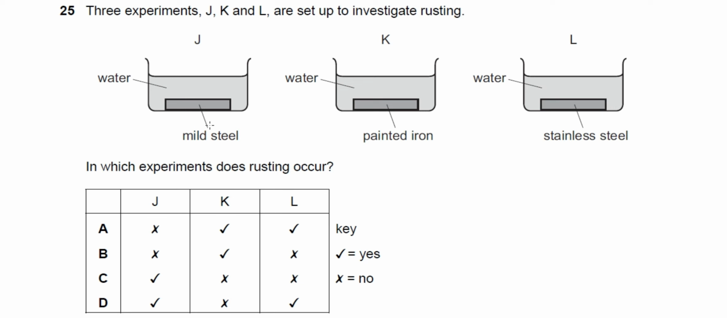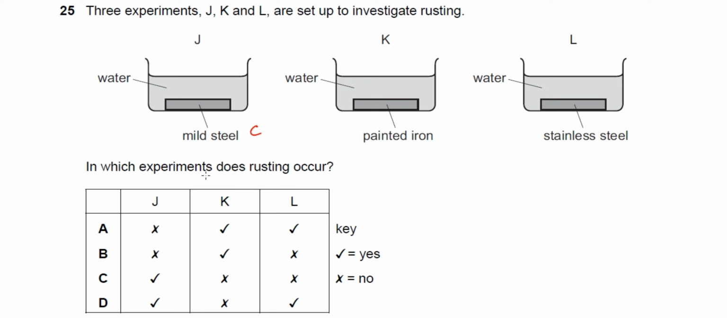Water is there. We know that for rusting we need 2 conditions, water and oxygen or air. If both of the conditions are there, then it will easily rust. Then this is mild steel. Mild steel means it contains some impurity of carbon. Painted steel means there is a paint on it that protects it from rusting. Then stainless steel is an alloy that will never ever be rusted because of the alloying situation.